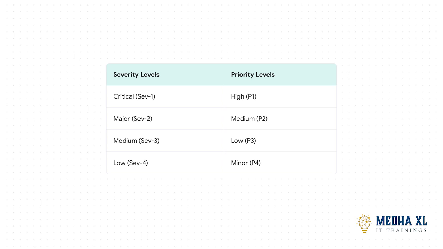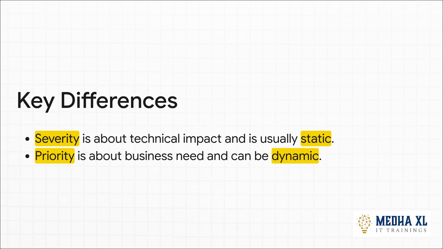And here's where it gets interesting. They don't always match. You could have a critical bug that crashes a feature nobody uses, making it high severity but low priority. Meanwhile, a tiny typo on the company's homepage, that's super low severity, but you can bet it's a high priority fix. So the bottom line is this. Severity is all about the technical impact. It's usually set by the testers, and it doesn't really change. Priority is all about the business needs. It's set by the managers, and it can change all the time depending on deadlines or what users are saying.